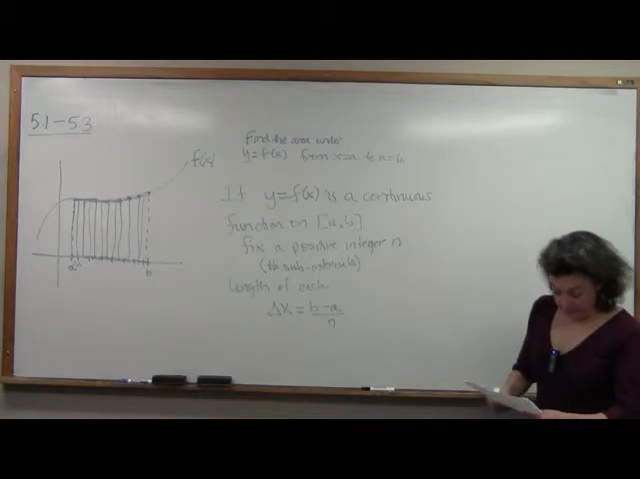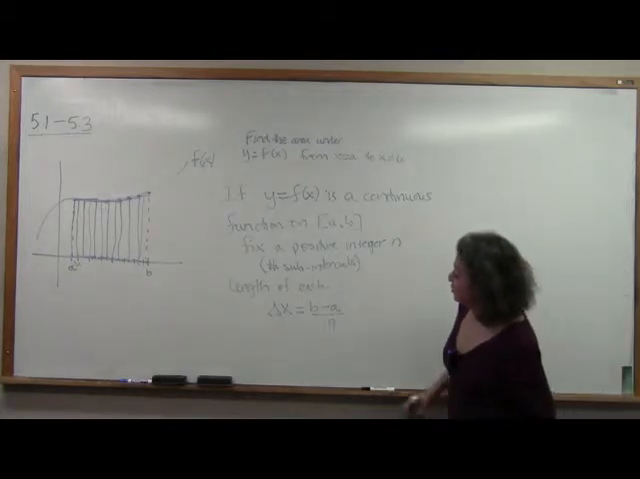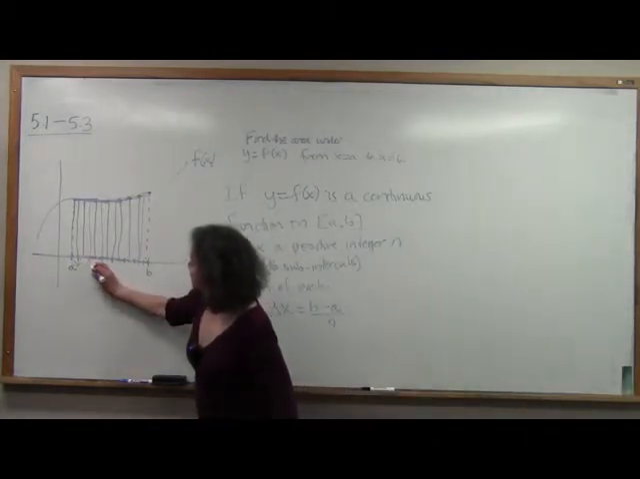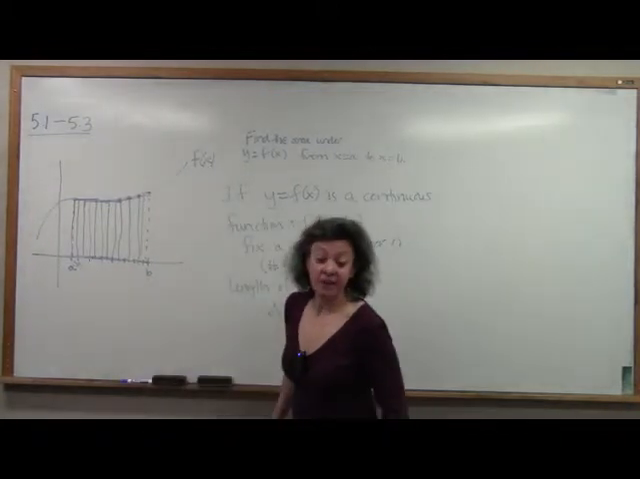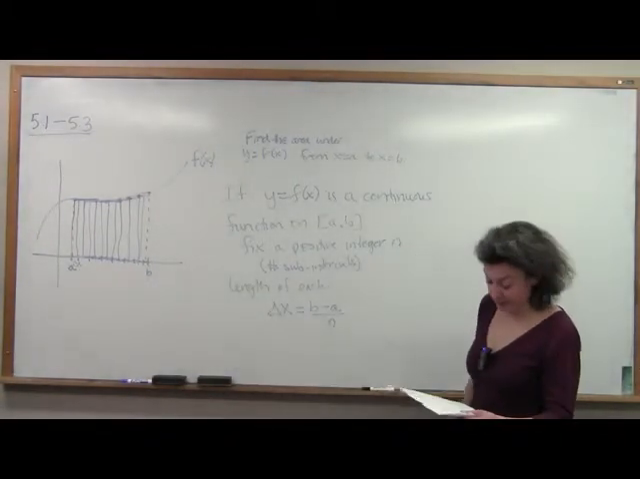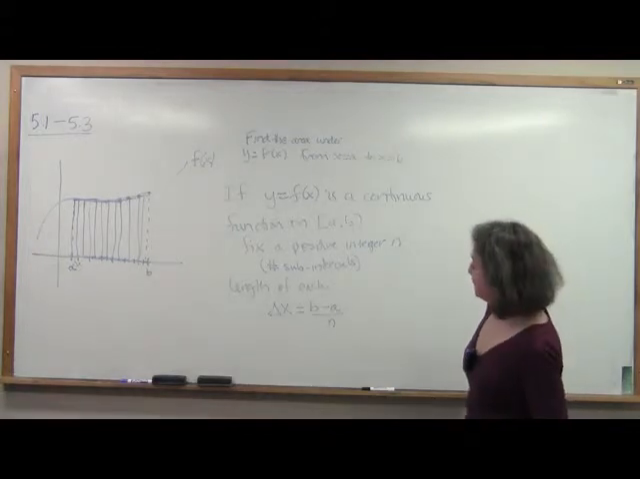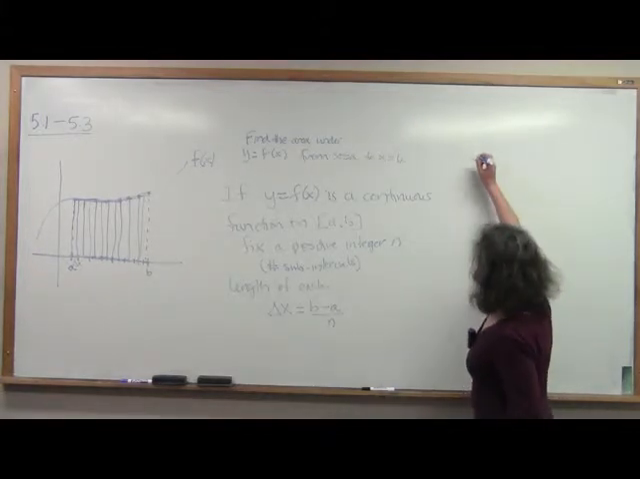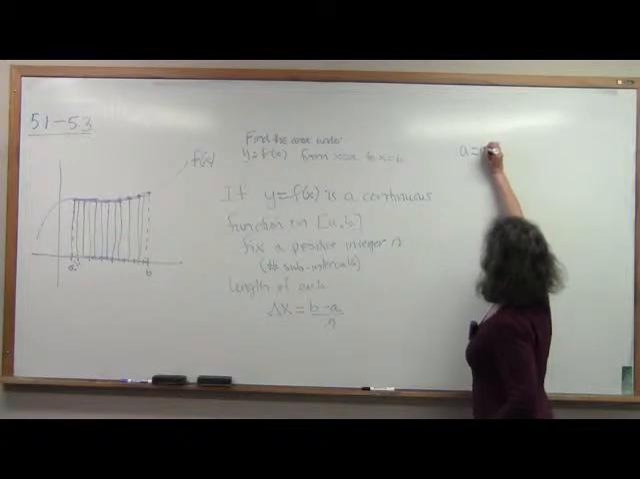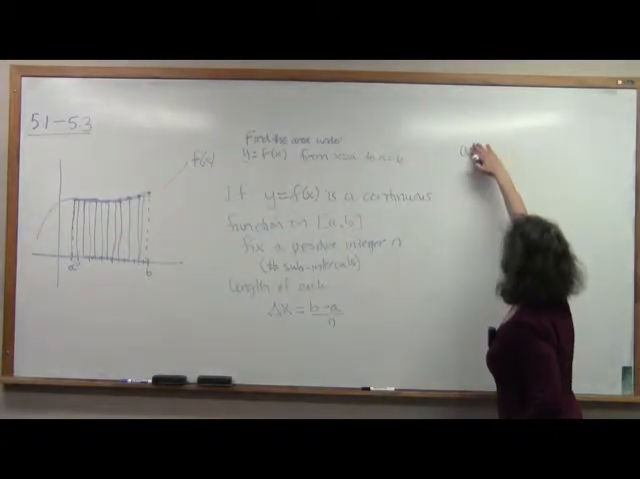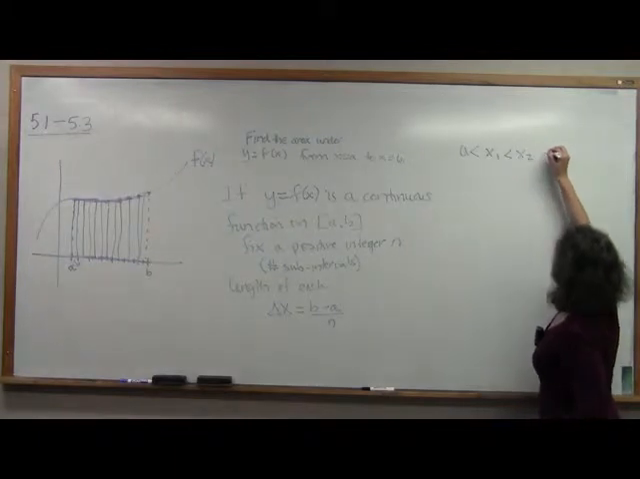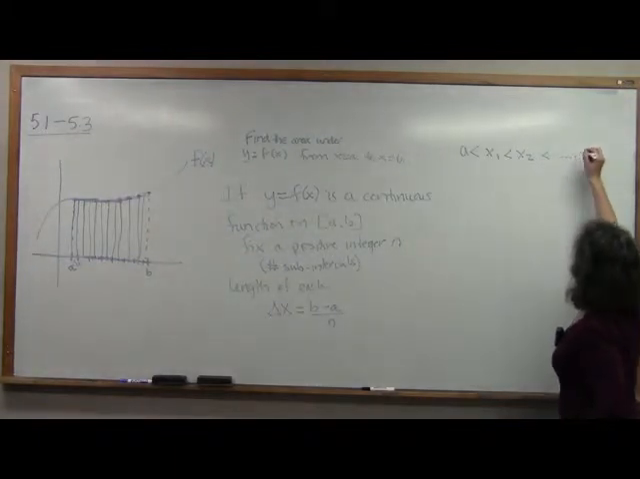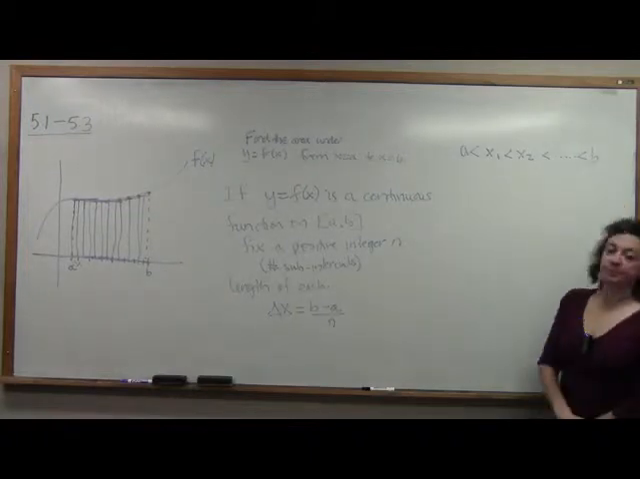So what we then do is we call these various partition points, and what we want to do is find the area of each of those rectangles. So, for example, suppose A is my left endpoint, and then I have x1, x2, all the way up to b. Okay?